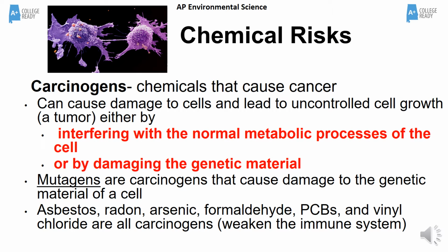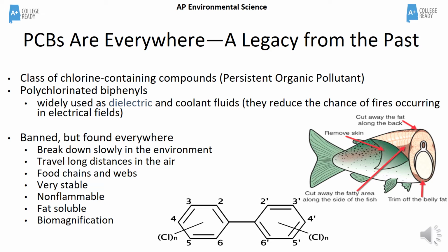Carcinogens are chemicals that cause cancer. They cause cell damage and lead to uncontrolled cell growth, which is a tumor, either by interfering with the normal metabolic processes of the cell or by damaging the genetic material. Mutagens are carcinogens that cause damage to the genetic material of a cell. Asbestos, radon, arsenic, formaldehyde, PCBs, and vinyl chloride are all carcinogens.